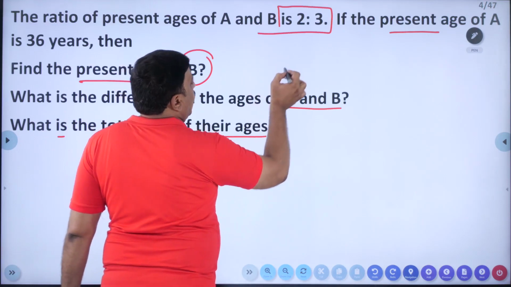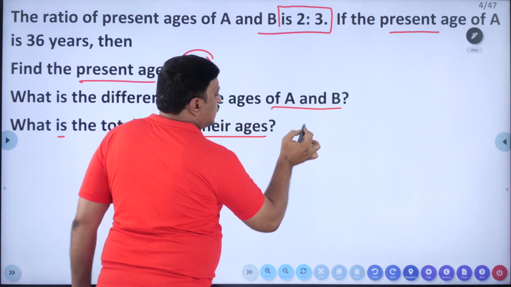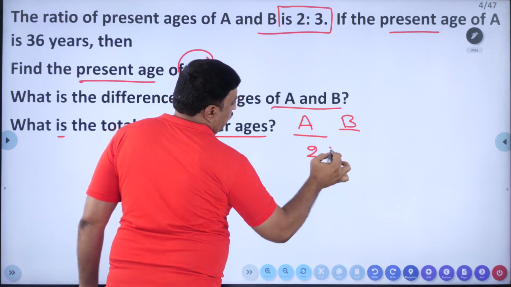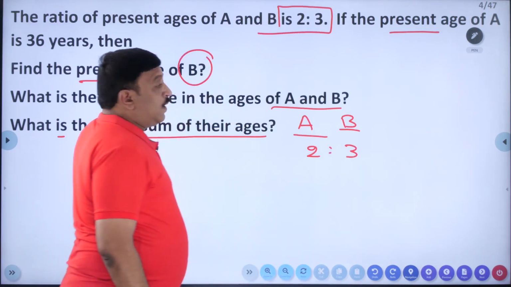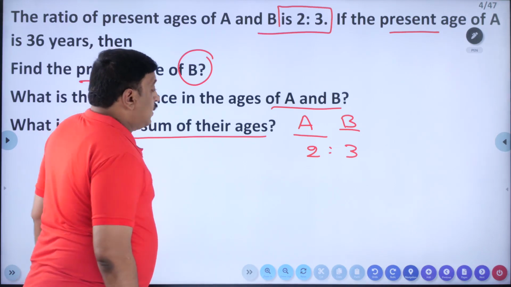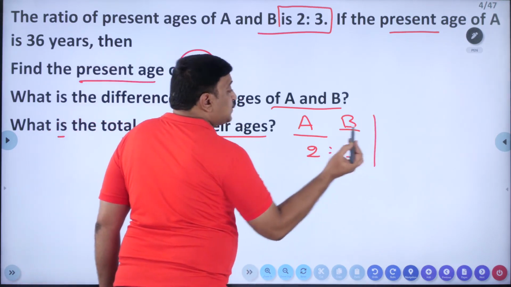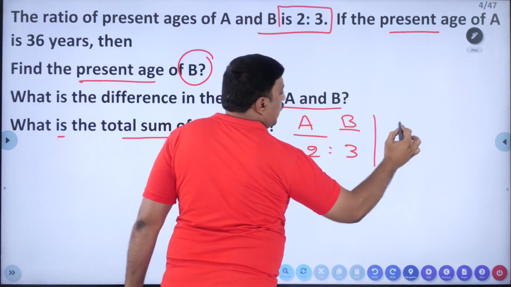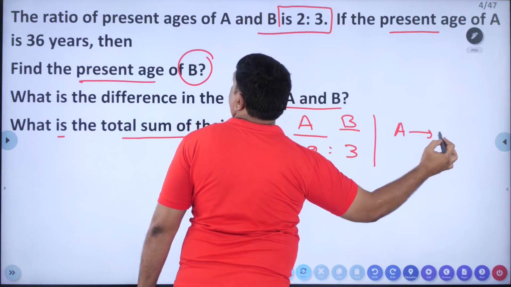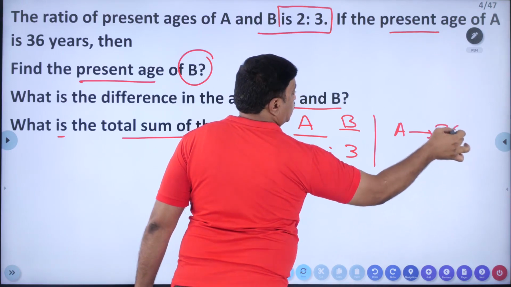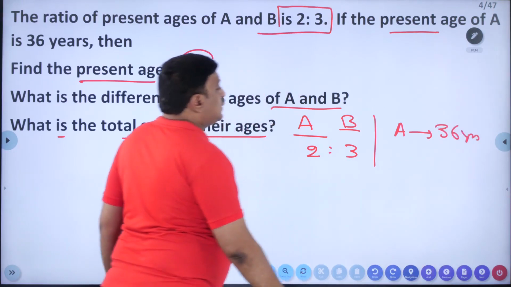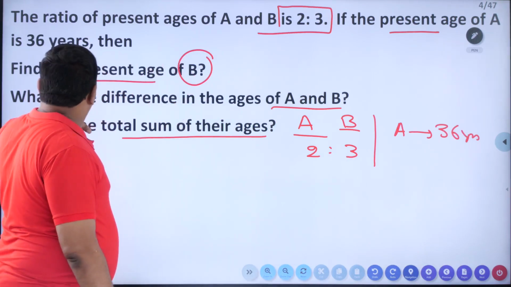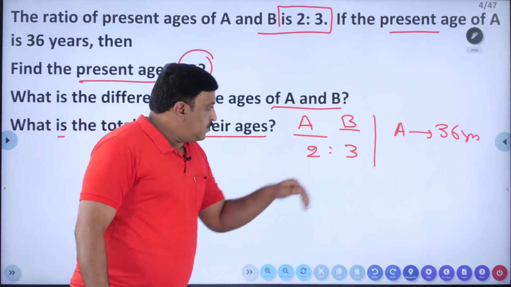See this one. A and B present ages are in the ratio 2:3, right? And the extra information is that the present age of A is 36 years. Okay, A's age is already given, 36 years. Now the question is what? Okay, leave the question, we'll go into the details regarding the questions later. But what about this one?